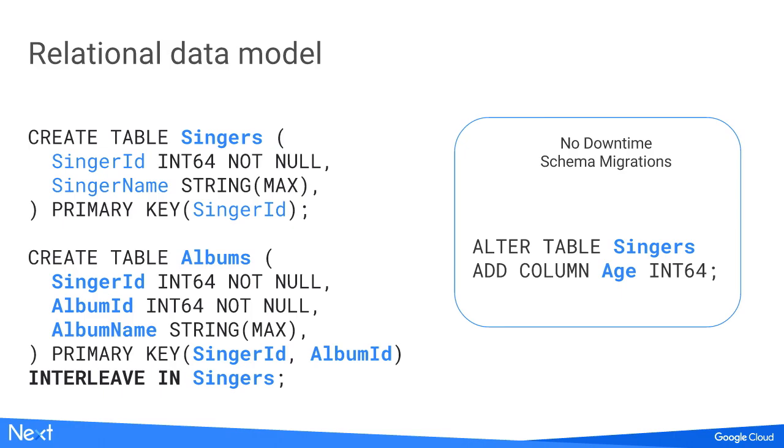So then if Albums is a subset of all this data and is dependent on the parent table, then we can say CREATE TABLE Albums, SingerId INT64. So child tables have to have all of the primary keys of their parent. So it has to have SingerId. And then we've added AlbumId as a second primary key. And we also have AlbumName, which is a string. And then when we define the table, we say INTERLEAVE IN Singers.